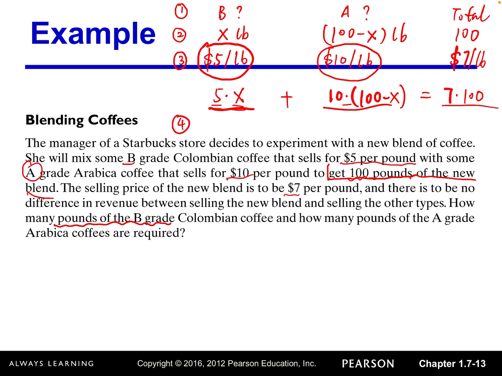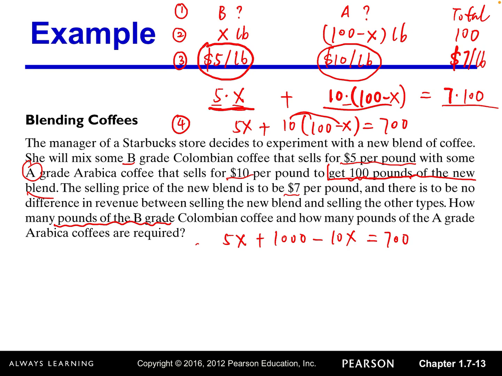Okay, so step 4, we need to solve this linear equation. We have 5x plus 10 times (100 minus x) equals 7 times 100, which I can write as 700. Then simplify, eliminate parentheses. I have 5x plus 10 times 100, that's 1,000, and 10 times negative x, that's minus 10x, equals 700. Then combine like terms: 5x minus 10x is negative 5x.